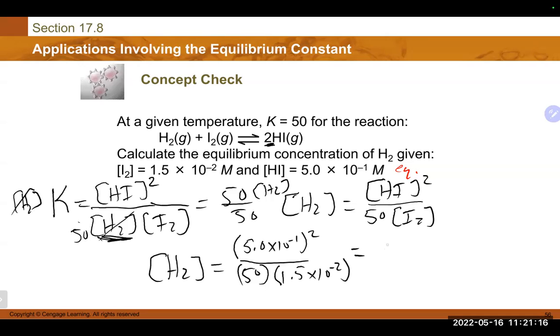looks like a 0.33, and you would need molarity here as it is a concentration. Questions on that there. So obviously, if you have the equilibrium concentrations given to you, you can calculate the equilibrium constant. And like in this example, if you know the value of the equilibrium constant and some of the equilibrium concentrations, you can figure out the missing concentration.